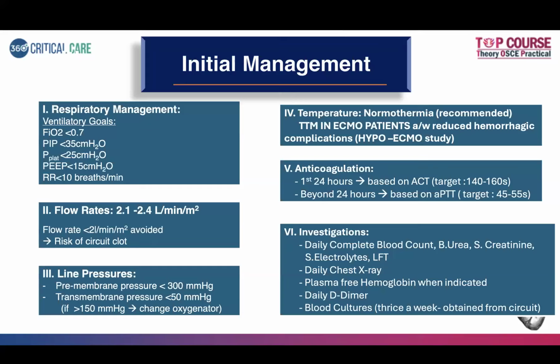So daily chest X-rays need to be done and plasma-free hemoglobin when indicated, that is, when hemolysis features are there. With the daily D-dimers and blood cultures, they say thrice a week, obtained from the circuit, like surveillance cultures.